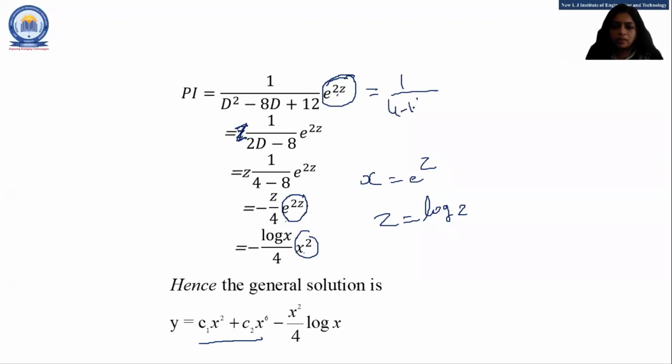4 minus 16 plus 12 into e raised to 2z. After substituting the multiple of z in this denominator, I get my denominator 0. That's why I put z in the numerator and the derivative in the denominator. This is case 1 of the CF.